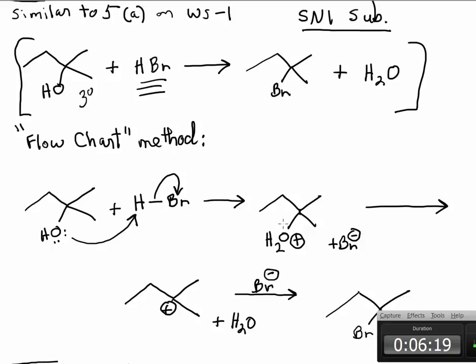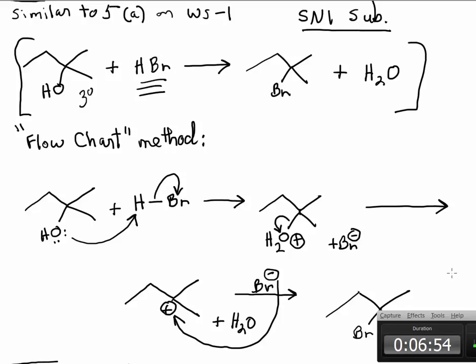Now, in the second step, the leaving group is ready to leave, so those electrons are going to go towards the positively charged oxygen. That bond breaks, giving us our tertiary carbocation, and water is a byproduct. And then in the final step, this carbocation wants a pair of electrons, so the bromide that we formed up here in this step, an intermediate, will come in, grab that carbocation, and we're going to form our final product.